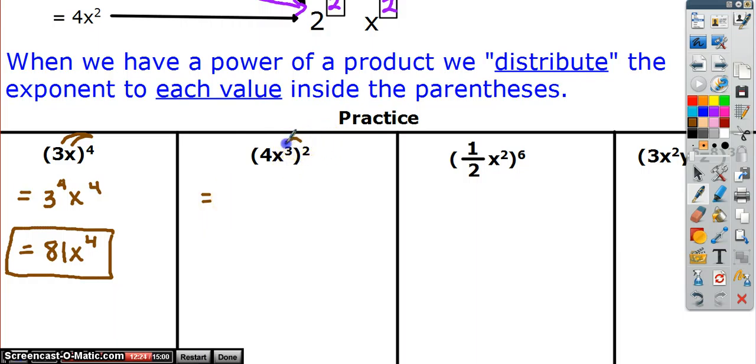All right, so on this one you have to distribute the 2 like this, so that's 4 squared. This one is a power to a power rule, so that's x to the 6th, and then 4 squared is 16, x to the 6th.